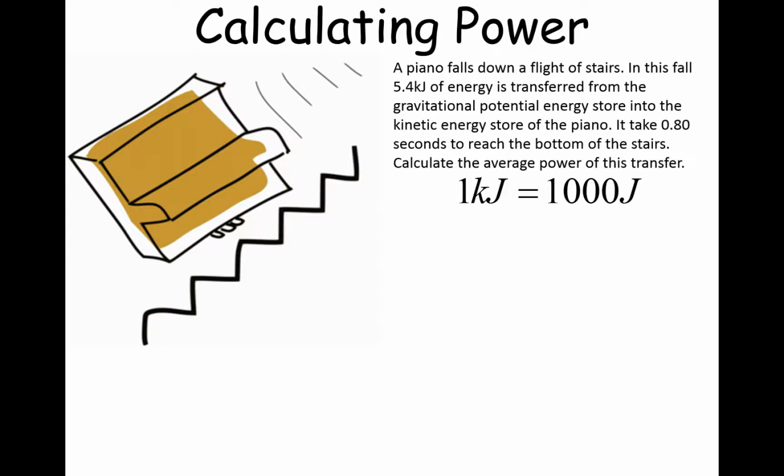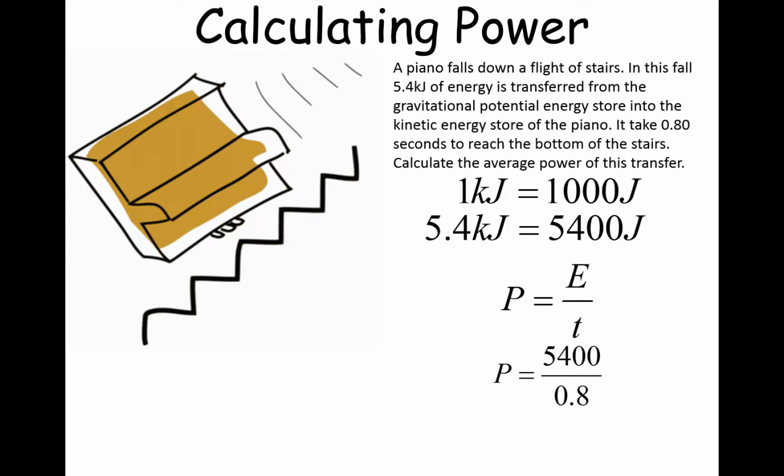1 kilojoule is 1000 joules, so 5.4 kilojoules is 5400 joules. We then write down our equation, plug in the numbers, and that gives us 6750 watts. Now, since we've only got two significant figures in the question, we're going to say that this is approximately equal to 6.8 kilowatts.